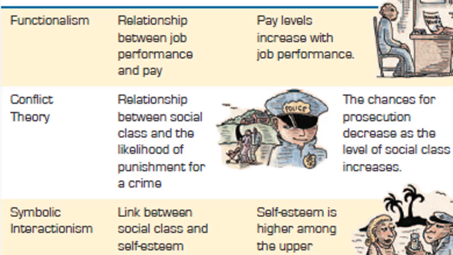The conflict theory looks a little bit different, at the relationship between social classes and the likelihood of punishment for a crime. So it looks at how these different social groups are actually at odds with one another. Why is it that people of lower social groups typically have higher arrest numbers? So for example, why is it African Americans tend to get arrested more than other people that are not of the same color? Things like that. So they're looking at the inequity of how people are treated. Along with that, the chances of prosecution decrease as the level of social class increases. So people are treated differently based upon their social class, and how that is just not fair and completely inequitable.